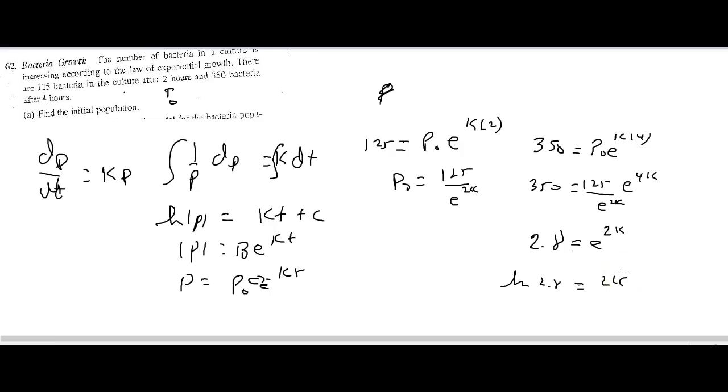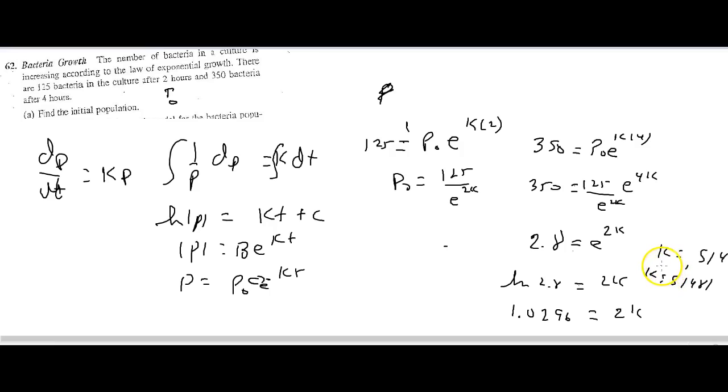ln of 2.8 is a whopping 1.0296 equals 2k. So divided by 2, I get k is equal to 0.51481. Okay, now that I have that, I'm going to go, aha!